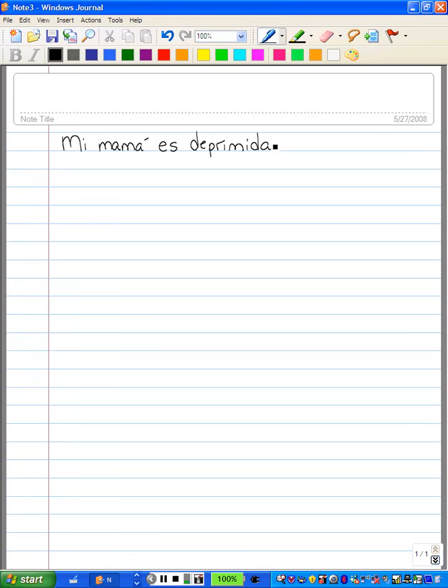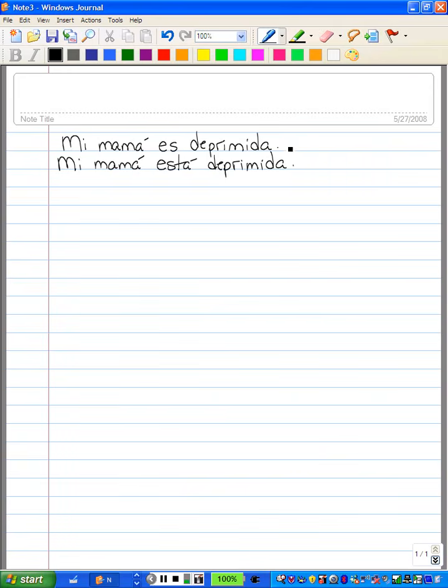Because a lot of using the verb ser and estar are going to depend on what you're trying to convey. Alright, these two sentences. Mi mamá es deprimida, mi mamá está deprimida. Both of these sentences say, my mom is depressed.